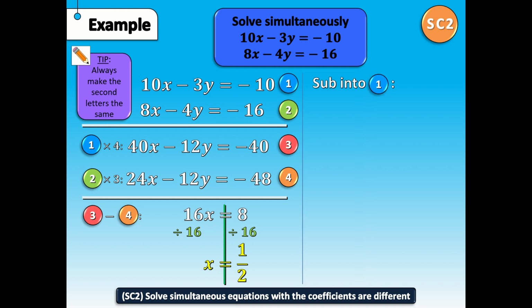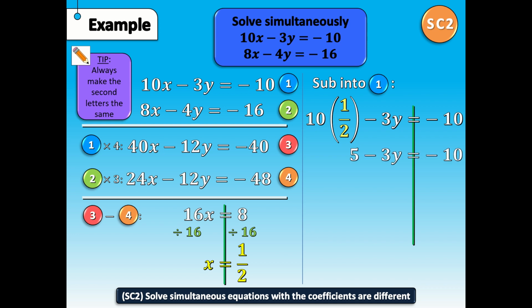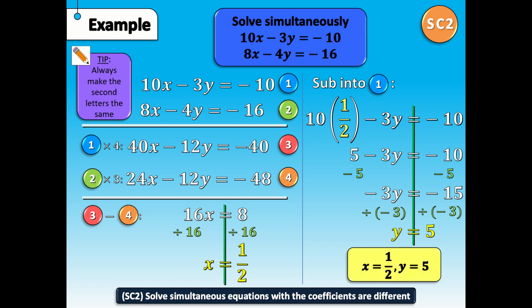I can then substitute that into the first equation to find out what y is. So 10 times a half, take away 3y equals minus 10. So 10 times a half is 5. So 5 take away 3y equals minus 10. So I can take 5 off both sides. So minus 3y equals minus 15. And now I can divide both sides by minus 3. So that means that y is positive 5. So my two solutions, x equals a half and y equals positive 5.